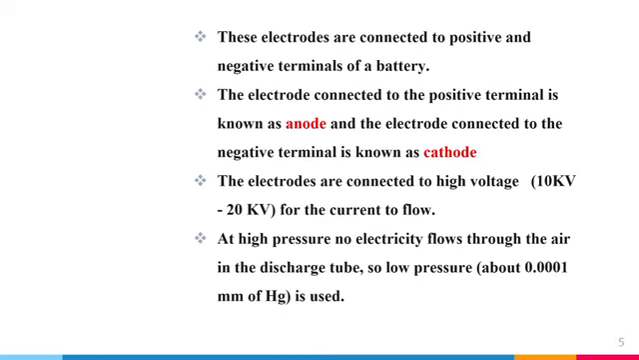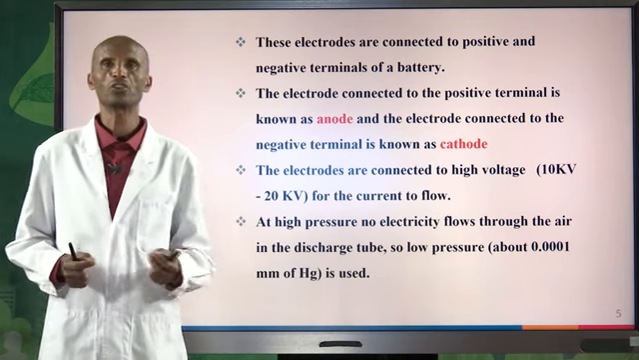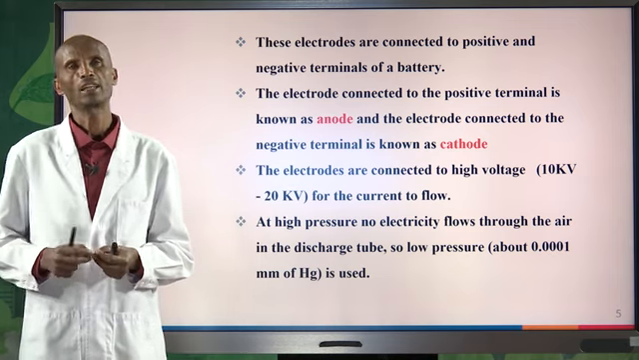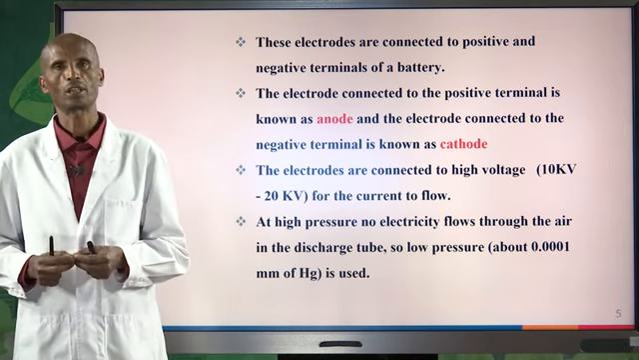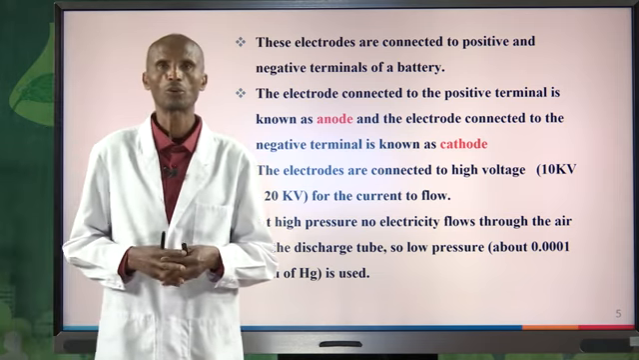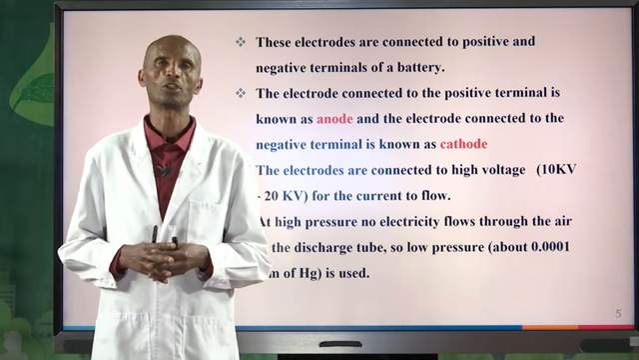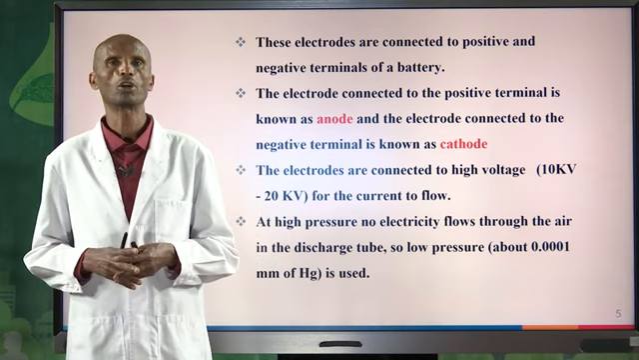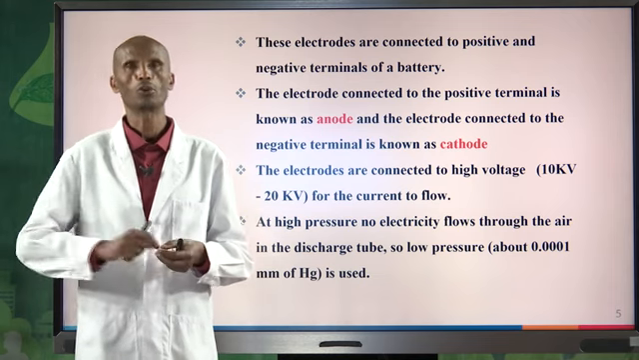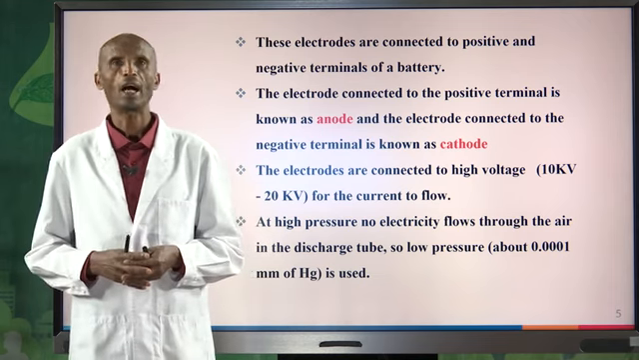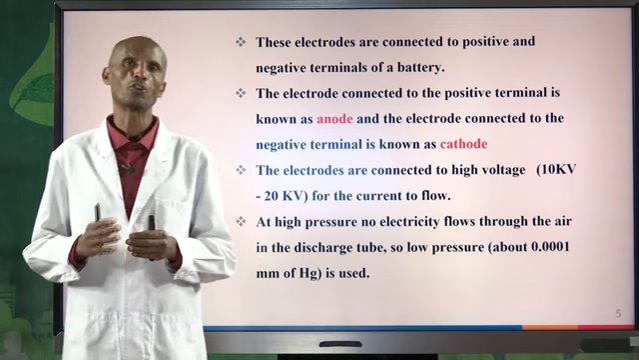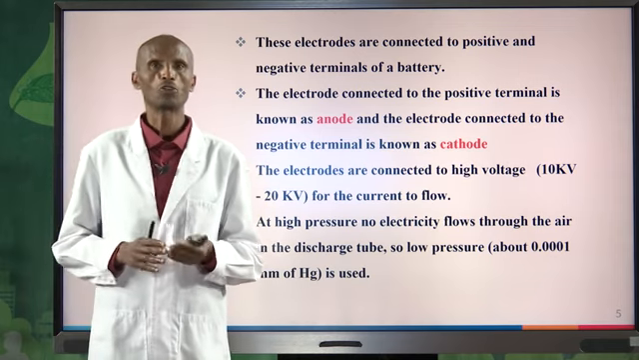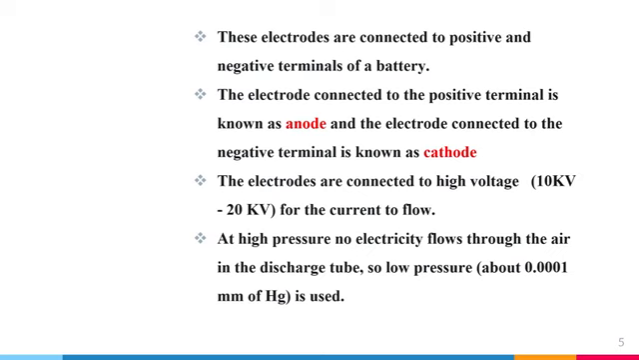These electrodes are connected to the positive and negative terminals of a battery. The electrode connected to the positive terminal is called the anode, and the electrode connected to the negative terminal is called the cathode. The electrodes are connected to a high voltage, about 10 kilovolts to 20 kilovolts, for the current to flow through the discharge tube. At high pressure, no electricity flows through the air in the discharge tube. So low pressure, about 0.001 millimeter of mercury, is used in the discharge tube.